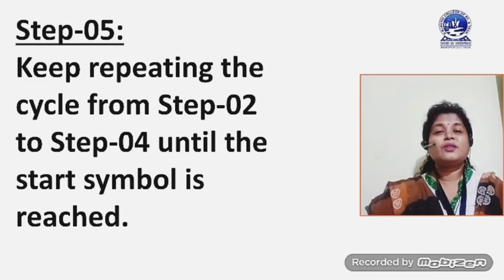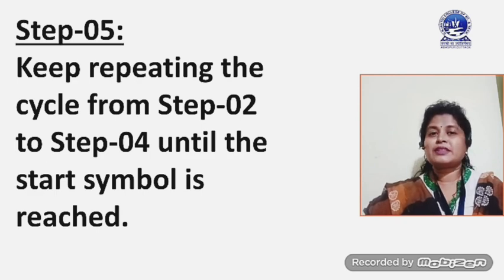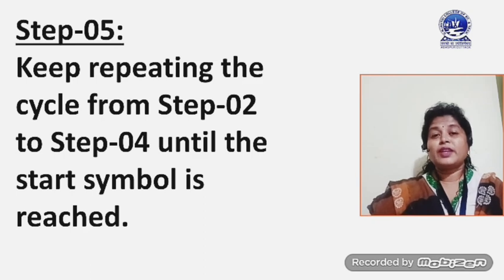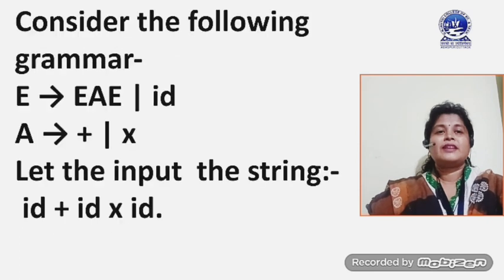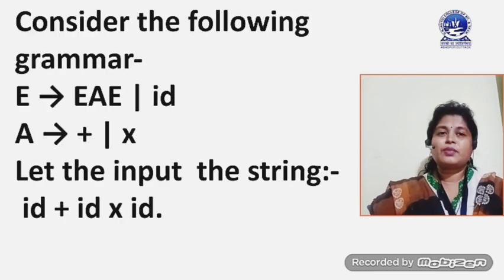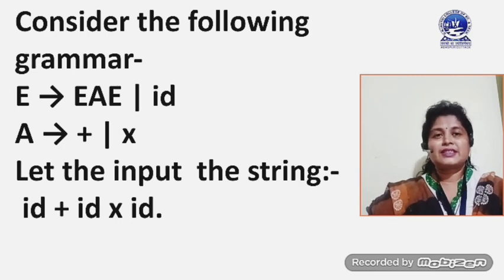Now step 5, keep repeating the cycle from step 2 to step 4 until the start symbol is reached. We know that it is a type of bottom up parsing, and here exactly what we are doing is going from leaf towards root. It means that we are taking the input string and we try to reach the root, which is the start symbol.